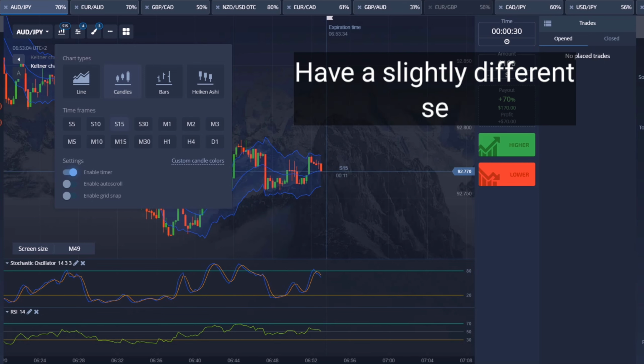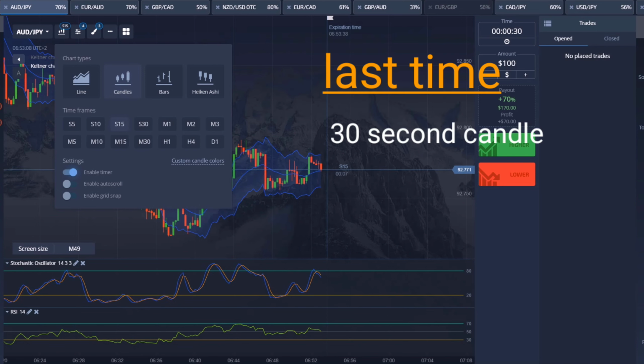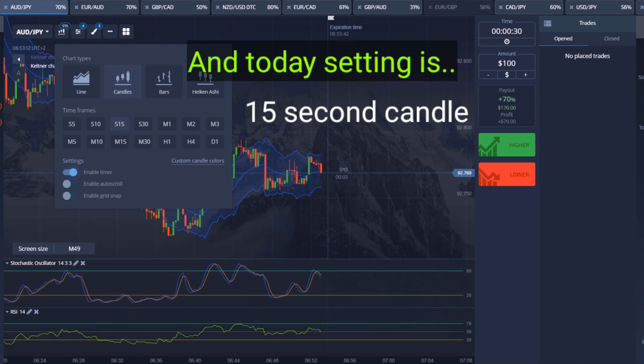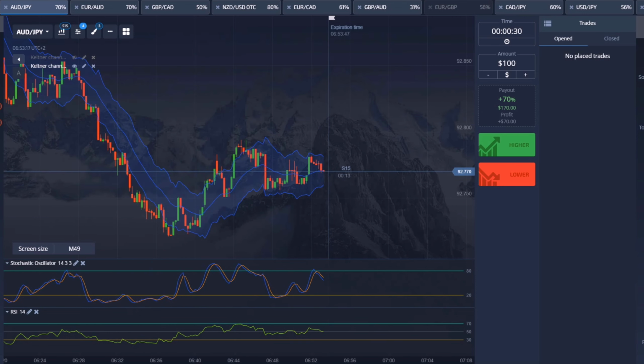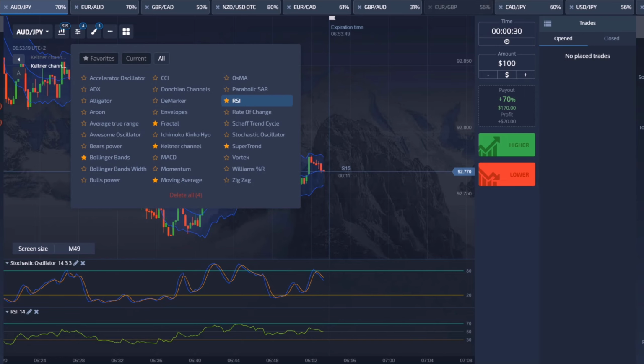But there is a difference. Last time we had a 30-second candle and took a 1 minute trade, and this time we will use a 15-second candle and take a 30-second trade, and this strategy works very well even at this time frame. So let us now start the strategy.